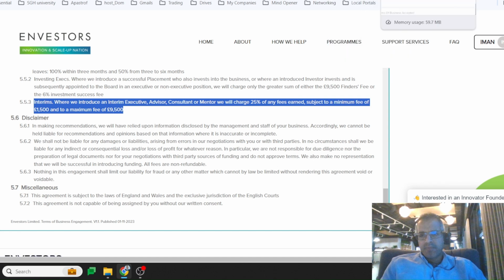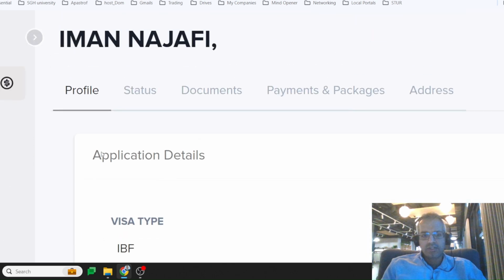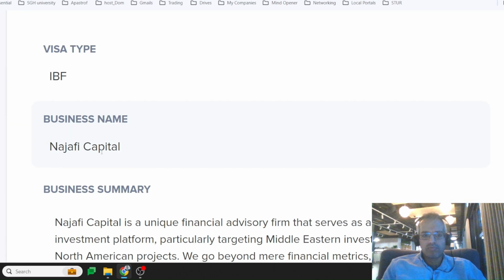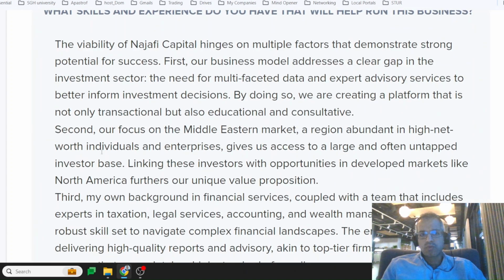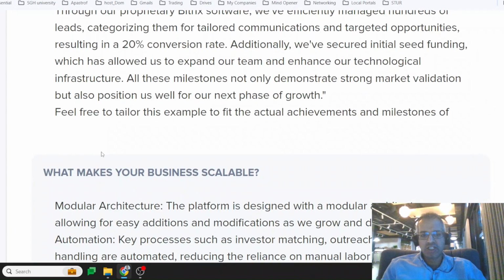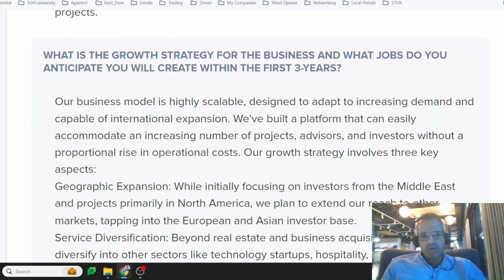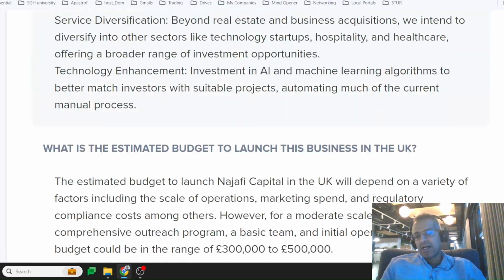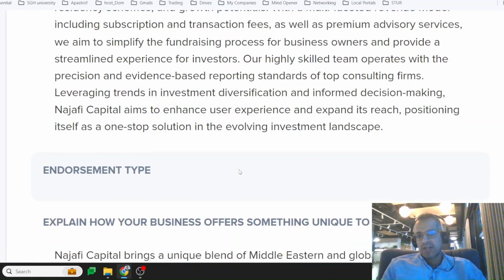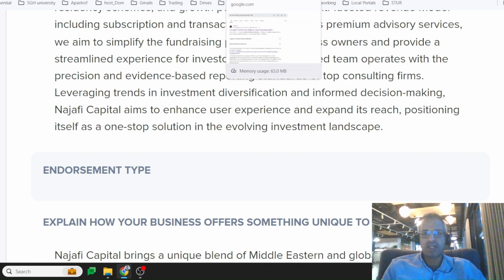But in this case, we are not going to need anything other than what we already talked about. Okay, let's go back and see what other fields and information you need. You should be looking for the business information, how the business is working, the skills required, the traction that you have, what makes your business scalable, the main problems you are solving, your growth strategy, your funding structure, and the budgeting you have for the first year. These are the main information that you would need.